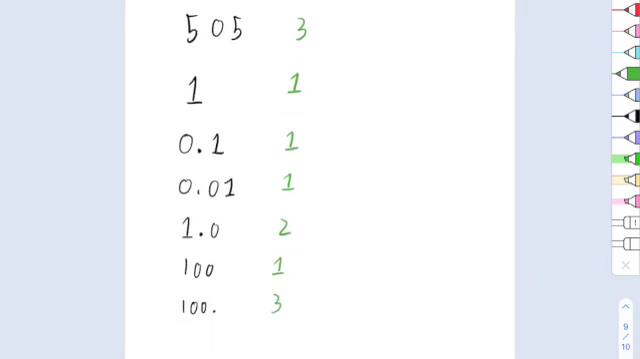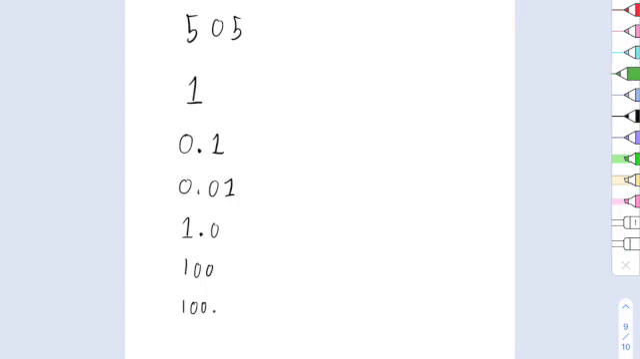Same thing with 0.01, the 2 leading zeros, those are not significant, so there still is only 1 significant figure. 1.0 though, that 0 is a trailing 0, but that trailing 0 is after the decimal point, so that 0 should be considered as significant. So 1.0 has 2 sig figs in total.